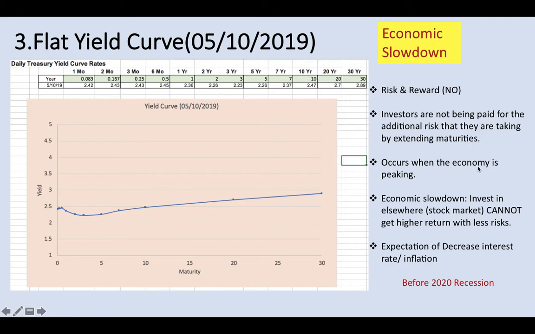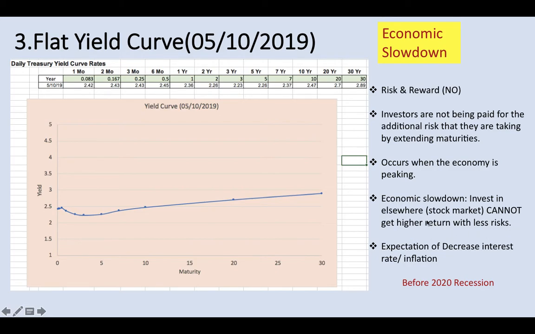This occurs when the economy is peaking. Basically it tells you that in May 2019, the economy is peaking. Then the economic slowdown is on the way. So investing elsewhere, you cannot get a higher return with less risk.